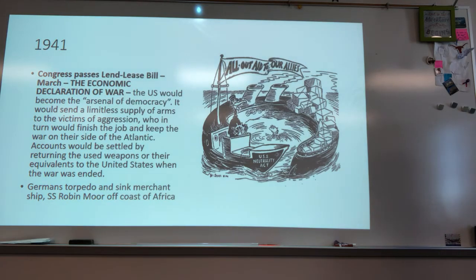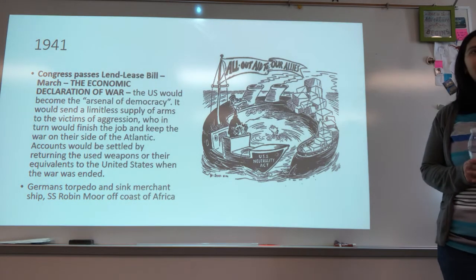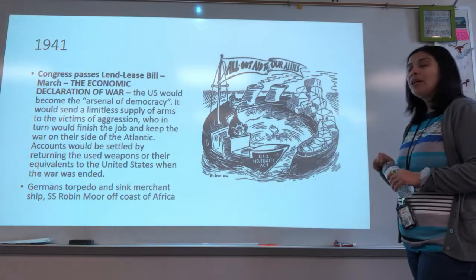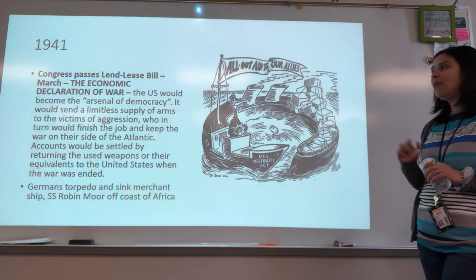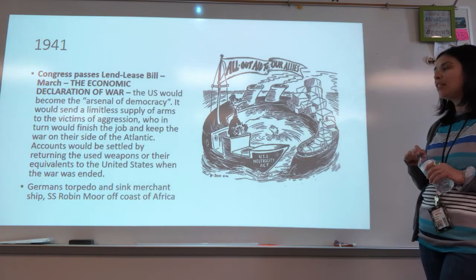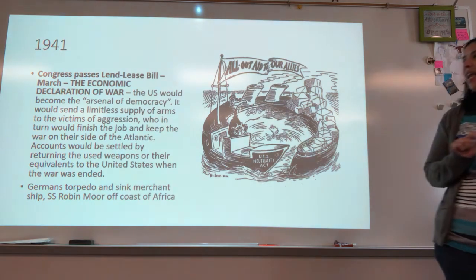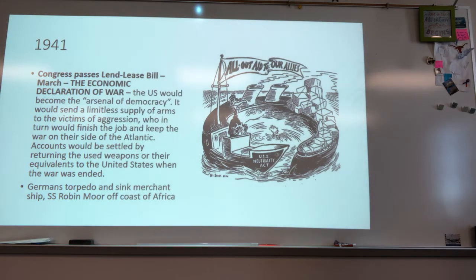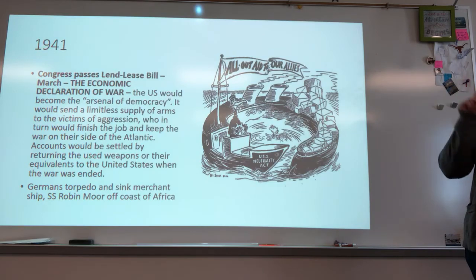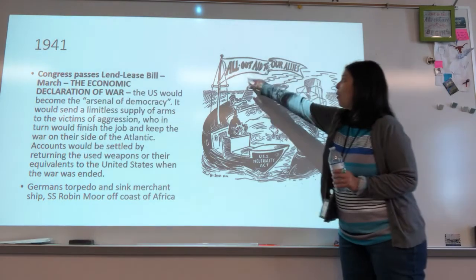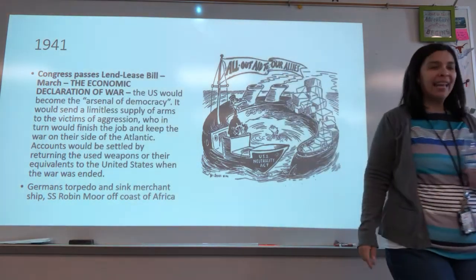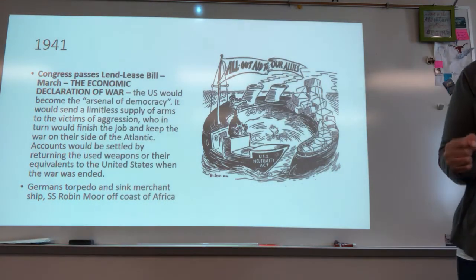Congress passes the Lend-Lease Bill. This is an economic declaration of war. The U.S. would become the arsenal of democracy. It would send limitless supplies of arms to the victims of aggression, who in turn would finish the job and keep the war on their side of the Atlantic. Accounts would be settled, returning the used weapons or their equivalents to the United States when the war ended. So Lend-Lease, what are we doing? Aiding. So is this transition or is this full aid to the Allies? Full aid. All out aid to our allies. So just put A now. We are now in this war. Even though we haven't had what?